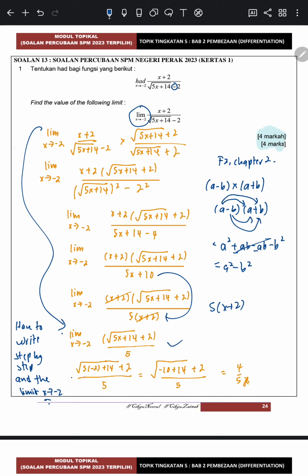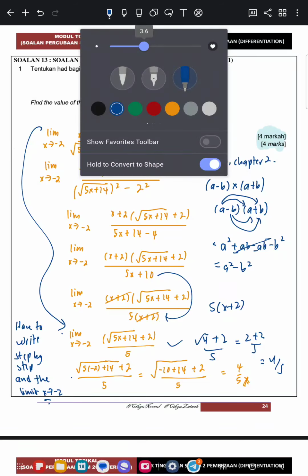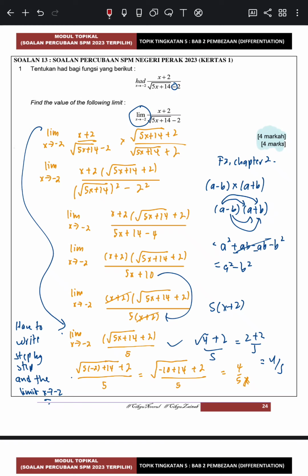So just like this, you substitute, you do normal calculation. So negative 10 plus 14 is 4, plus 2 over 5. So 2 plus 2 over 5 is 4 over 5. So like that. It's not something complex or hard. But before that I just show you how the marks were given. It looks quite messy, so I clear out the useless things.